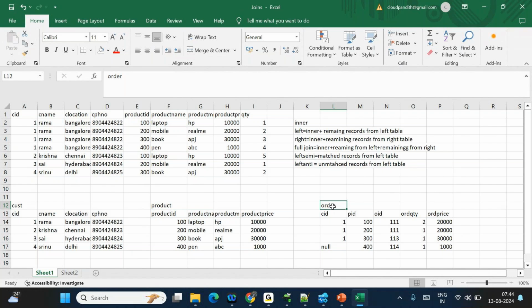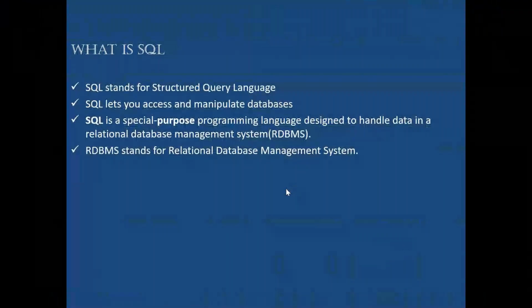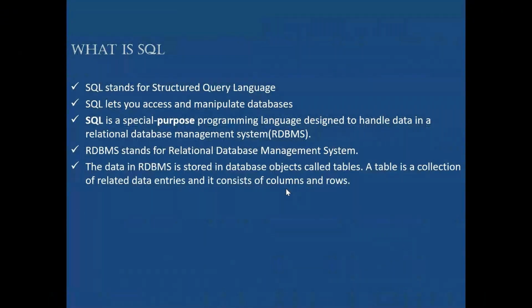Yeah. So that is what a relational database management system is. Now, the data in an RDBMS is stored in database objects called tables. A table is a collection of related data entries. It consists of columns and rows. A table is a two-dimensional array kind of thing where you will have rows and columns.